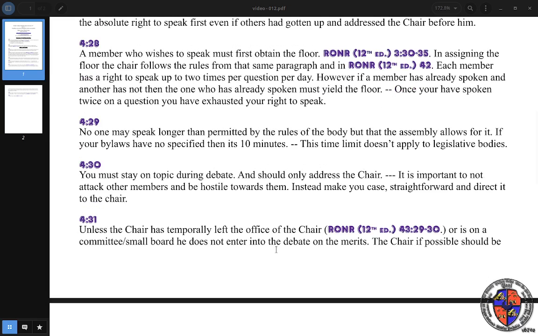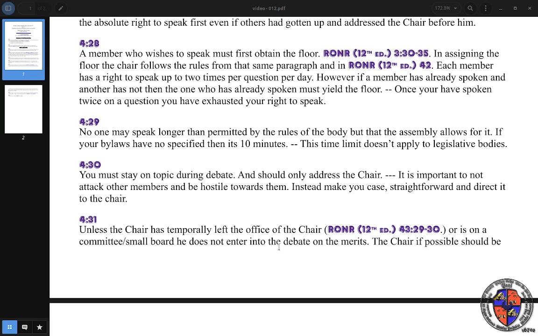Now, no one may speak longer than is permitted by the rules. Now, Robert's Rules defaults that to 10 minutes. That's way too long. It's like nobody wants to listen to a TED Talk. So most bodies set it to 2 minutes. And then if you want to speak longer, you can ask the assembly, and they can vote yea or nay.